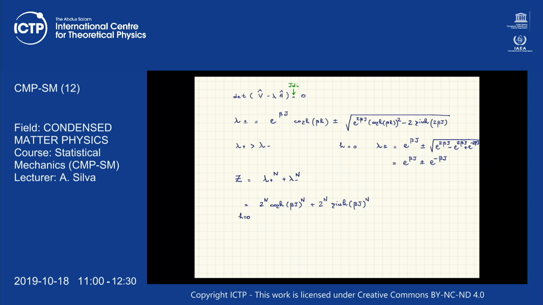Okay? Now I want to check myself. So let me compare to what I did with the recursion method. With the recursion method, what I got was Z equal to 2 to the n cosine hyperbolic of beta j to the power n minus 1.